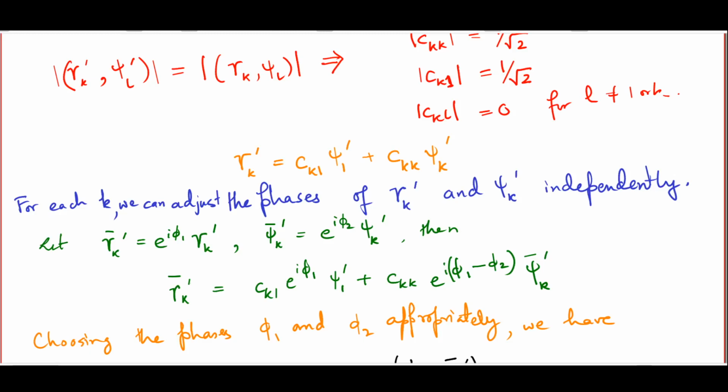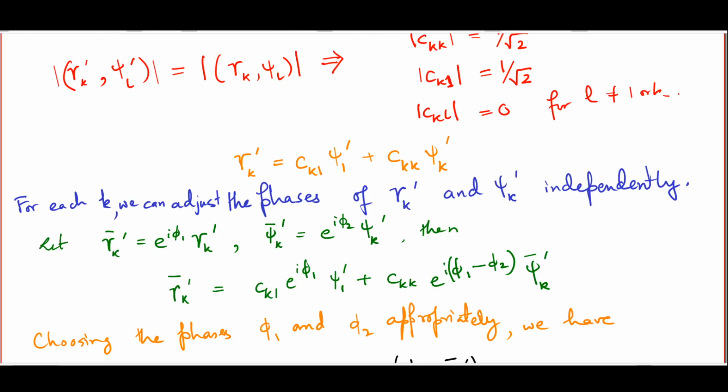Then if you substitute this back into the original equation, upsilon bar prime k is e^{i phi 1} times the right hand side of the original equation. So that's c_k1 e^{i phi 1} psi prime 1 plus c_kk e^{i phi 1} times psi prime k, but psi prime k, remember, is e^{-i phi 2} times psi bar prime k. So in terms of the new phase changed vectors, you get upsilon prime k is c_k1 e^{i phi 1} psi prime 1 plus c_kk e^{i(phi 1 minus phi 2)} psi bar prime k.